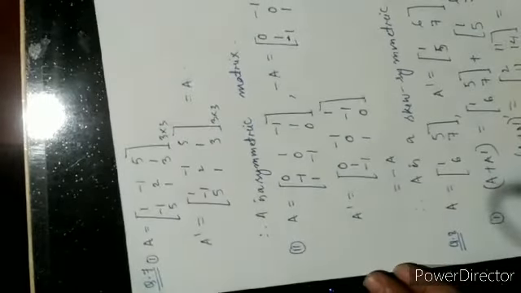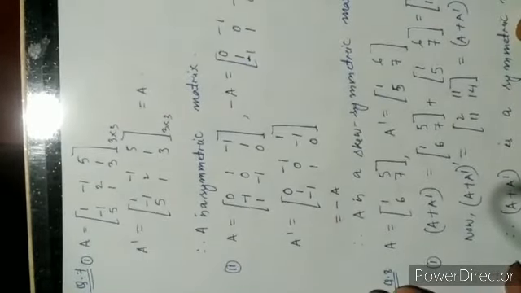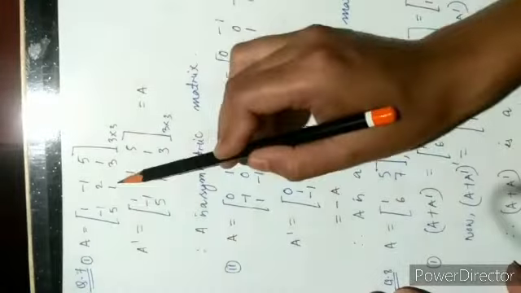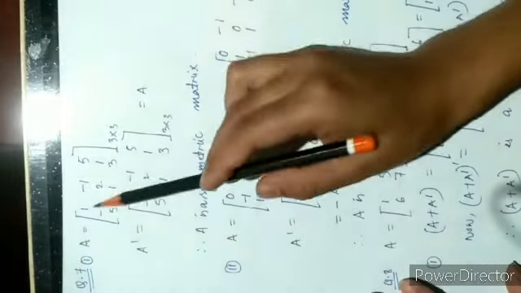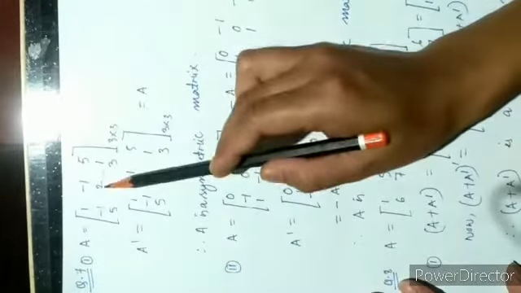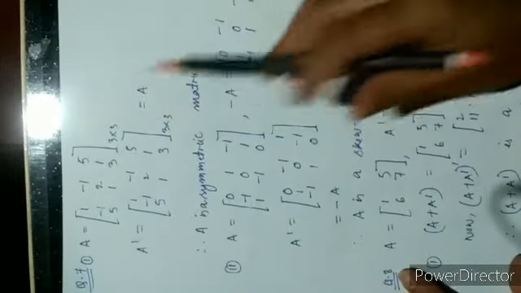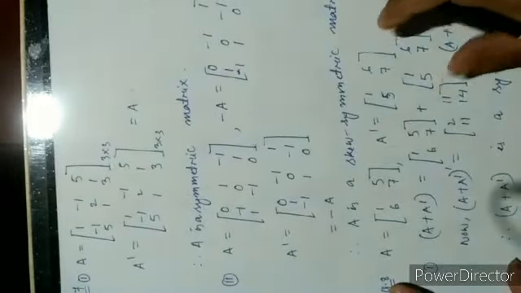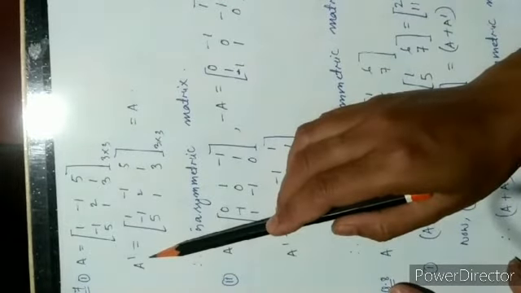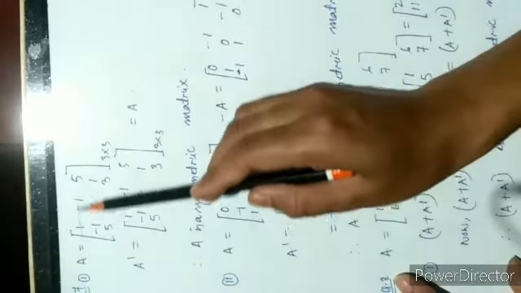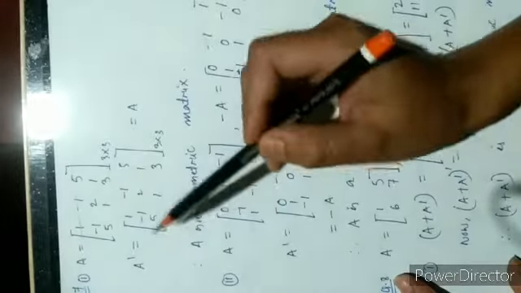Question number 7, Roman number 1. The given matrix A has elements 1, minus 1, 5, minus 1, 2, 1, 5, 1, 3. It is a matrix of order 3. Now find the transpose. The transpose of the matrix will be: write the first row as the elements of the first column.